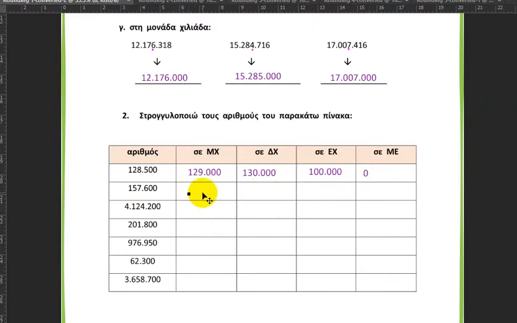Next we have 157,600, and let's get started here. We start off from the thousands. There's a 6 here, so this becomes 0, and 7 becomes 8. Next, the tens of thousands have a 7 next to them, so this becomes 0, the 6 becomes 0, and 5 grows by 1, becomes 6.